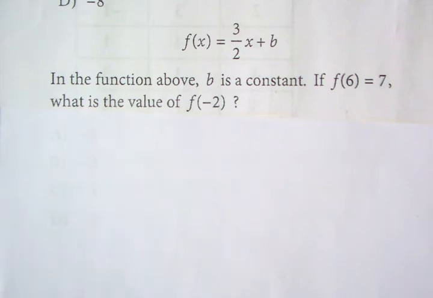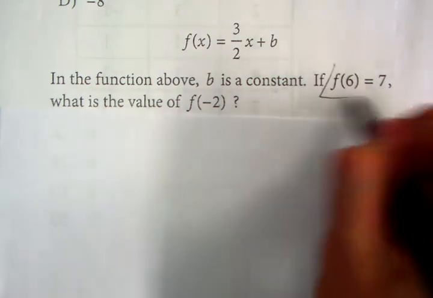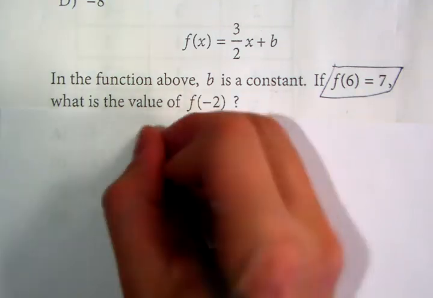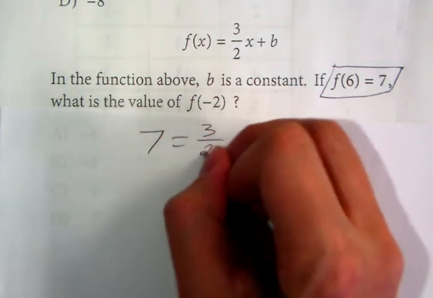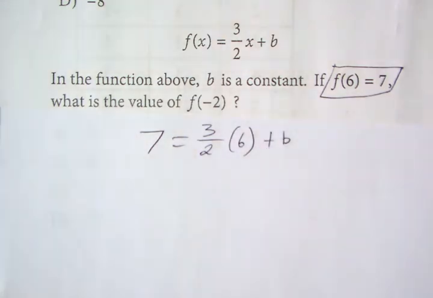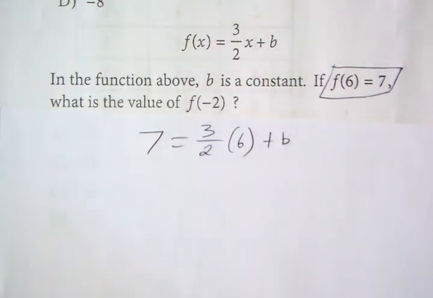This next problem is nearly identical. The numbers are different though. We begin by plugging in 6 for x and 7 for f of x. 7 is equal to 3 over 2 multiplied by 6 plus b. Hopefully my 6's and b's are distinguishable.